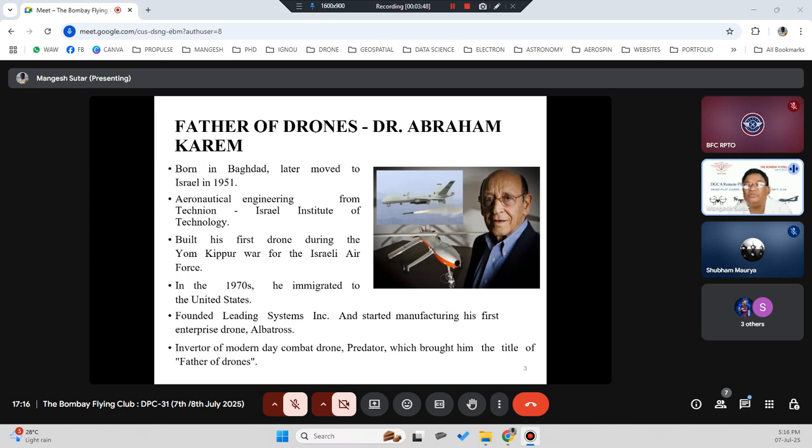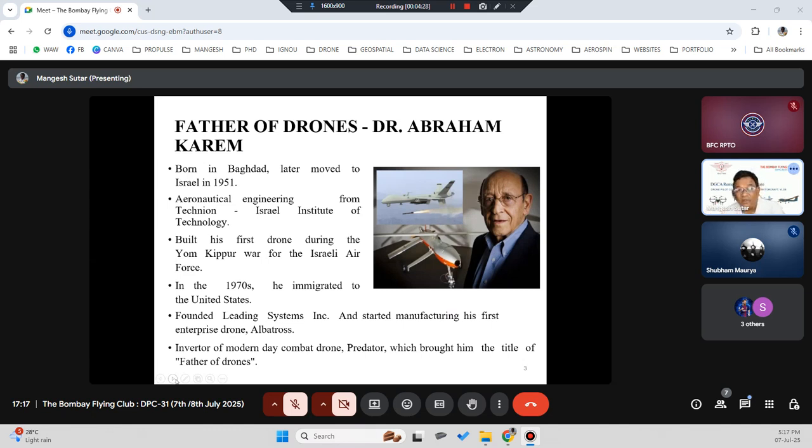So whatever Predator drone you see now, that drone was made by Dr. Abraham Karem, and that's why he has been given the title of father of drones. Okay, this is just a small history. This has nothing to do with your training, but this is something DGCA wants you people to be aware of. If you talk about history, you could take 1 hour. There are so many things to talk about on the history part, such as how during World War I and II the drones, or the aircraft flown remotely, were developed.